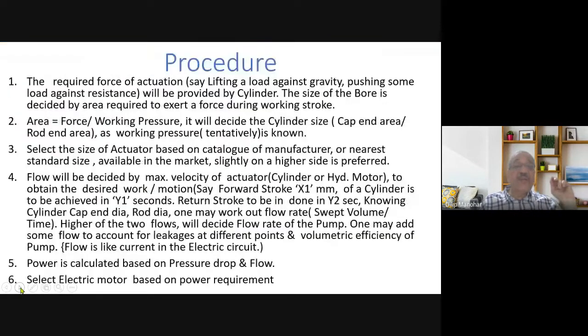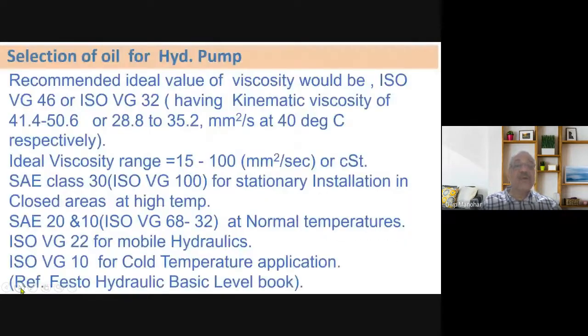Then we calculate what we did just now, the calculation for the pressure drop. You work out the pressure drops across the cylinder, across the lines, and work out back the pump pressure. Then calculate the power. We have already selected some oil, which can be between 15 to 100 centistokes, which can be used. You can select based on your requirement.